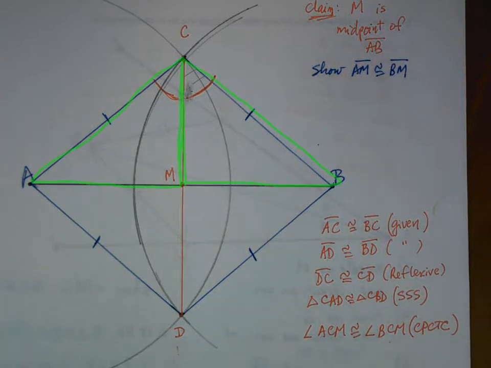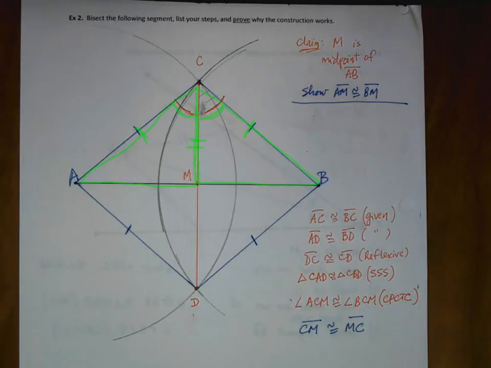Well, you see that they have a common side, this one and this one, AC and BC. They have the common angles that we just proved were congruent, BCM and ACM. And then they actually have a reflexive side right here in the middle that's congruent to itself. So I'm going to quickly write up that proof.